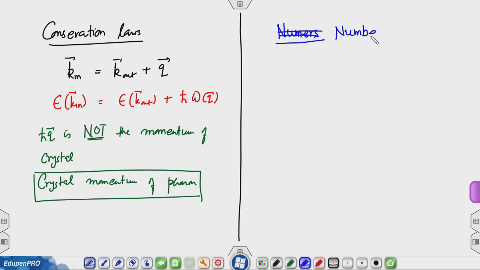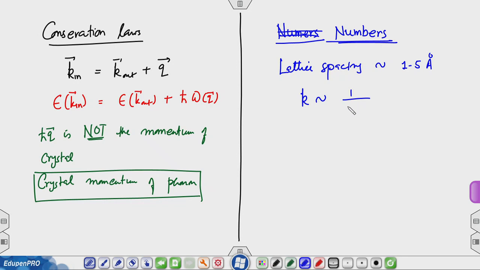So the lattice spacing is of the order of 1 to 5 angstroms. So, k is going to be of the order of 1 over 1 to 5 angstrom. So, that is roughly 10 raised to 10 meter inverse. Let us write it 10 raised to 9 to 10 raised to 10 meter inverse.